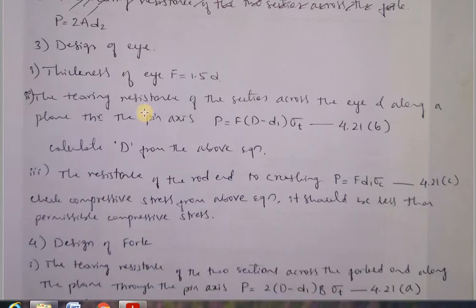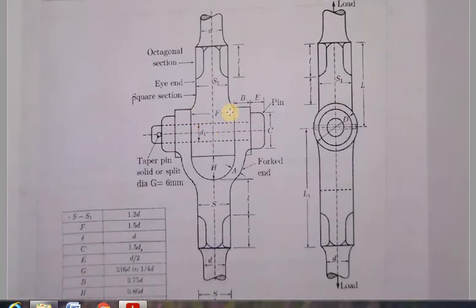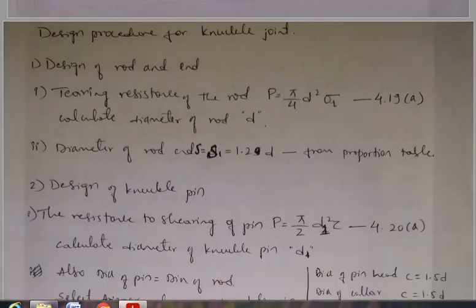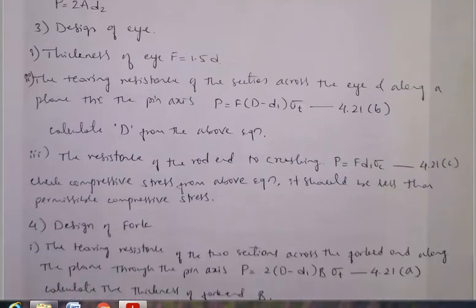In the design of the eye, first we have the thickness of the eye, f is equal to 1.5 d. And here in the figure you can refer to it. See, this is the thickness of the eye. So it is 1.5 d from the proportion table.